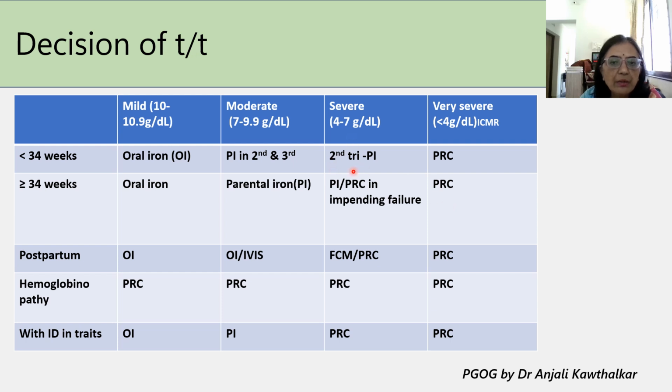Whereas main difference will be here for 4 to 7 gram per dL. In that, depending on if it is impending failure, we go for PRC. Even if it is late pregnancy, we can try parenteral iron. And especially moderate anemia and pregnancies first, second trimester up to 34 weeks, parenteral iron can be given. For mild, we give oral. Postpartum mild oral iron. If it is moderate, oral iron or iron sucrose. And severe, we can try this FCM, ferric carboxymaltose, which is an alternative which leads to the replacement for blood transfusion.